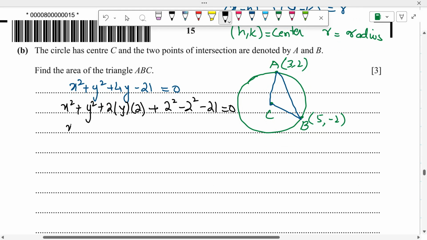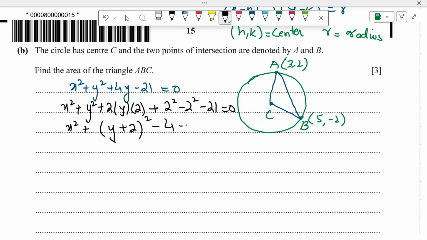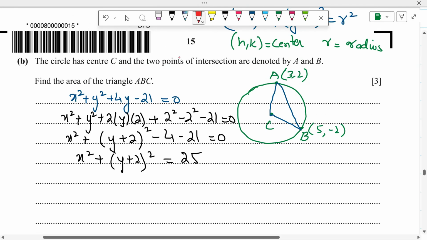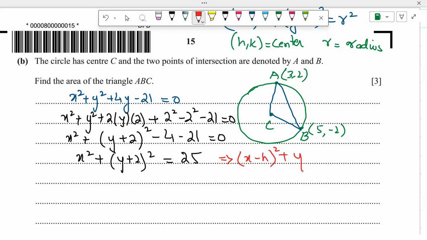Solving further, we will have x square plus (y plus 2) whole square minus 2 square, which means 4, minus 21 equal to 0. Further solving, x square plus (y plus 2) whole square is equal to 25. Comparing this circle equation with (x minus h) whole square plus (y minus k) whole square equal to r square, we can say that h is equal to 0 and k is equal to negative 2.